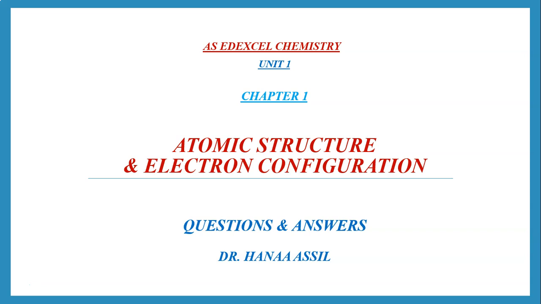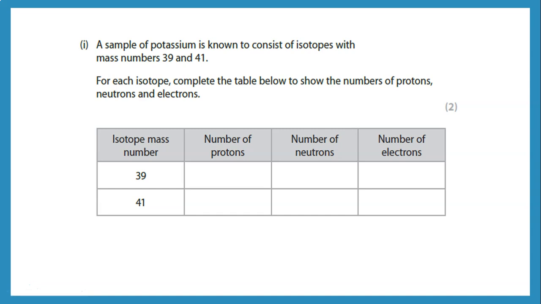So the first question says, a sample of potassium is known to consist of isotopes with mass numbers 39 and 41. For each isotope, complete the table below to show the numbers of protons, neutrons, and electrons. So this should be easy.